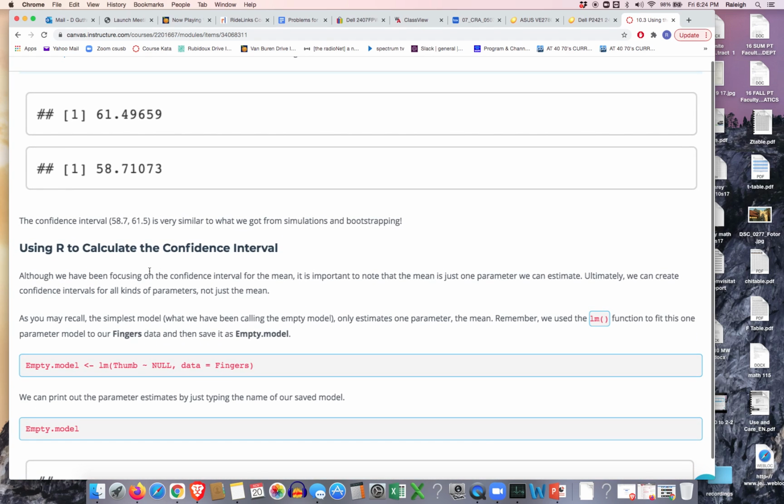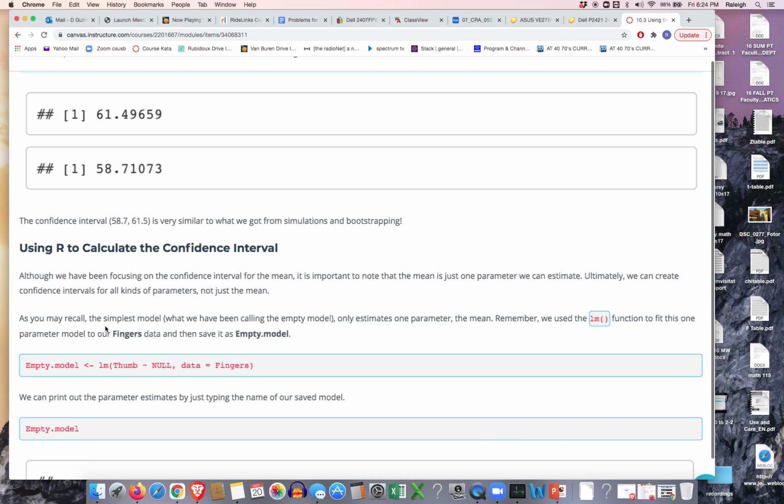Using R to calculate the confidence interval. Well, we've been focused on the confidence interval for the mean, but it's important to note the mean is just one parameter you can estimate. There are many, many others: proportions, standard deviations, variances, etc., skewness, kurtosis. I could go on, but I'd better not.